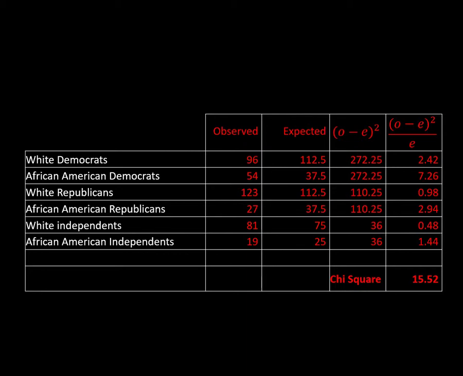Just like z and t and f, chi-square has a probability distribution, and we therefore need to look up a critical value for that distribution in a table. To do that, we first need to calculate the degrees of freedom we're working with. For chi-square, the degrees of freedom is given by the number of rows in the table minus 1 times the number of columns in the table, also minus 1. In this case, there are 3 rows and 2 columns, so we have 3 minus 1 times 2 minus 1, which equals 2. With that value computed, the critical value of chi-square is something we can look up.